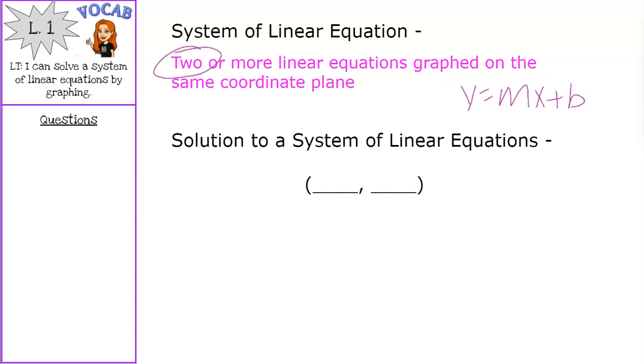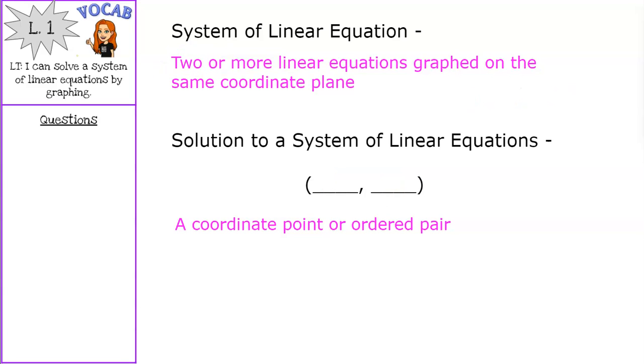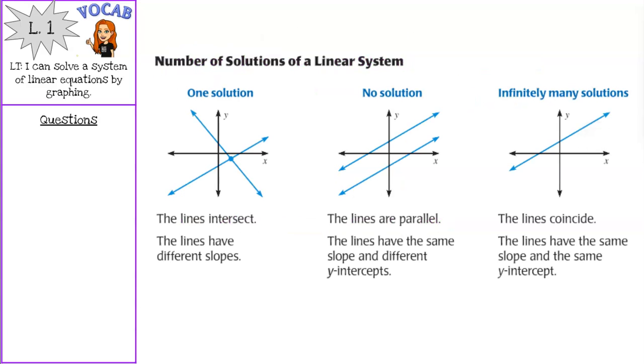A solution to a system of linear equations is an xy pairing, which we call a coordinate point or ordered pair. Now, sometimes a system can have different solutions than one. It can have the normal one solution, which is just a coordinate point, an xy pairing. Sometimes if they are parallel lines, they will have no solution because the lines never cross. And sometimes they have infinitely many solutions because it's the same line. But for the most part, we're just going to be working with one solution.